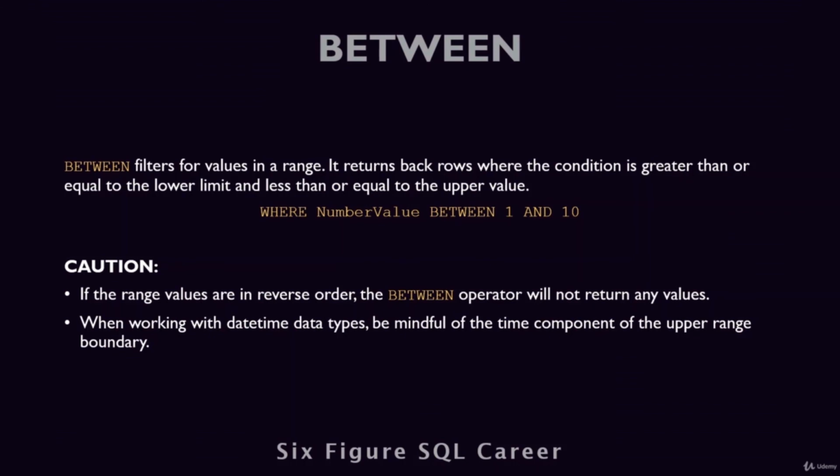Couple of items of caution when working with between. First, if the range values are in reverse order, the between operator will not return any values. Second, when working with datetime data types, be mindful of the time component of the upper range boundary. When you have a compound result, sometimes this can be misinterpreted as a date. So if you have a time, this will actually cause your between operator to miss some rows because the time is not the same as the date. So something to be careful of when working with date and time.